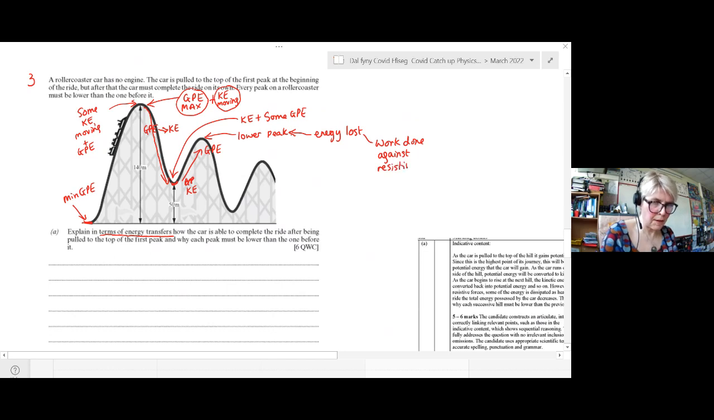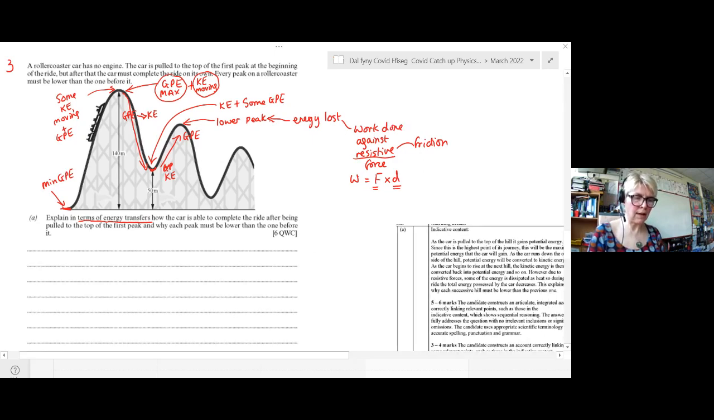And that will be given by work done equals force times distance. Now, the resistive forces here, I would say the more important one would be the frictional force. So that would act over the distance of the actual ride. So we haven't just got the gravitational potential energy being converted into kinetic energy. We've also got the kinetic energy into gravitational potential energy. And then because it doesn't go to the height that it was before, you've got energy being lost by doing work against friction.